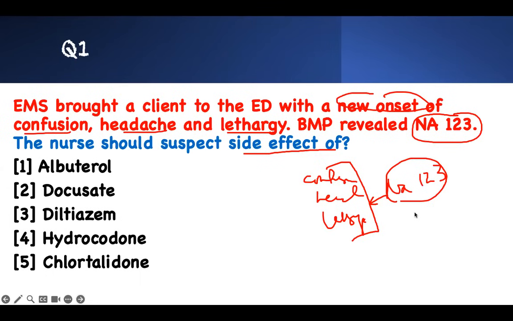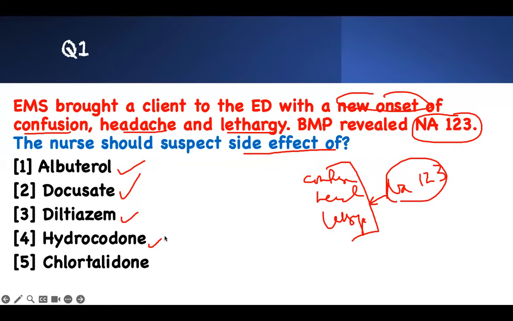Then you look at the answer choices and ask, which of these will cause the sodium level to be low? Albuterol has nothing to do with your sodium. It's a bronchodilator. A stool softener makes you poop, right? The amlodipine is a calcium channel blocker. It does not affect your sodium at all. All it does is vasodilate. It improves the venous capacitance, and that's how it decreases your blood pressure.